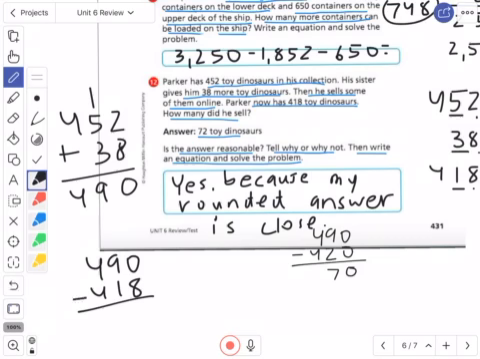I can't do 0 minus 8, so I trade from the tens. 9 tens become 8 tens. Bring over 10 ones. 10 minus 8 is 2. 8 minus 1 is 7. 4 minus 4 is nothing, 0. So 72. Yep. So that all works.